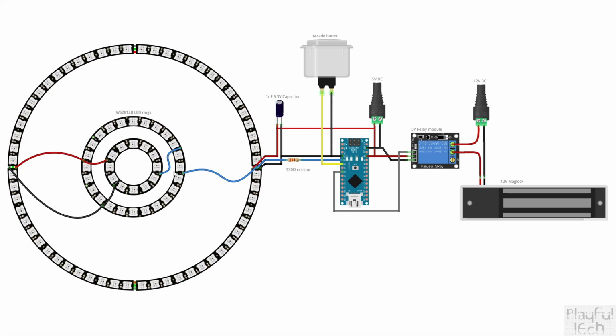As I said, they're all connected in series, so the data line coming from the Arduino goes all the way around the first ring and then out through the data out to the data in of the middle ring, all the way around and then to the inner ring. And I've got the 5 volt and the ground lines shared between them. And then on this side, I've got my maglock, which is wired to a separate 12 volt DC power supply here. That is wired through the common and normally closed terminals of the relay module, so that the Arduino is able to energize or release the maglock when the puzzle is solved.